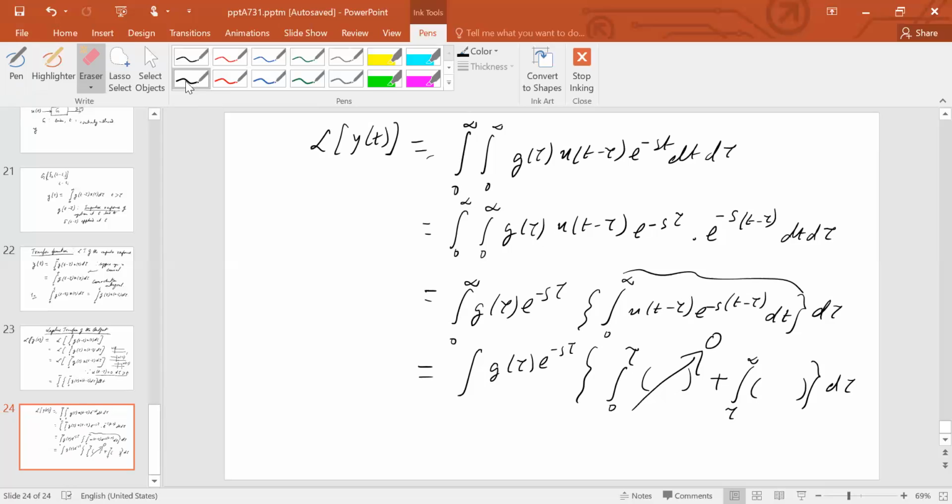This part is going to vanish because again we use the same argument, but this time reversed, because this time we are using the argument in t. So u of t minus tau is equal to 0 for all t less than tau.